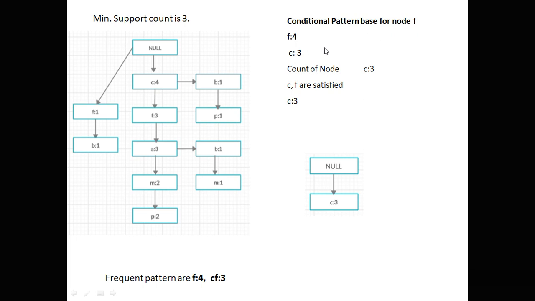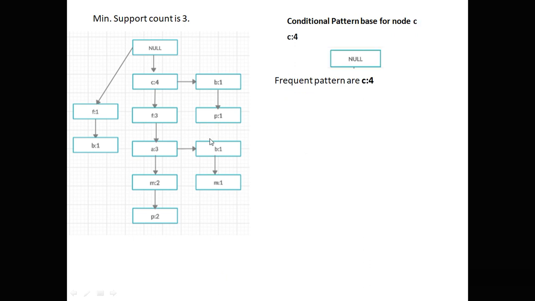Conditional pattern base for node F. For F, we are getting only C 3 times, so the count of the node is C3. If we draw this tree, we get null and C3. So the conditional frequent patterns are F4 and CF3. And similarly, the conditional pattern base for node C. For node C, there is no ancestor, only null is there. So the frequent pattern is C4.